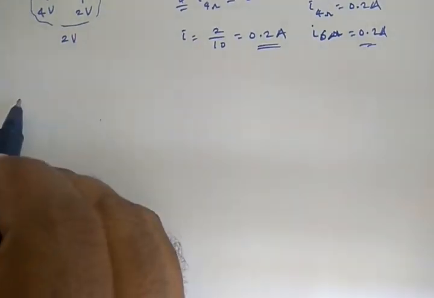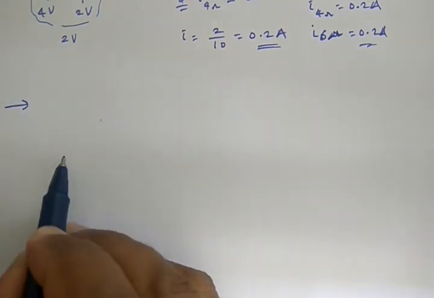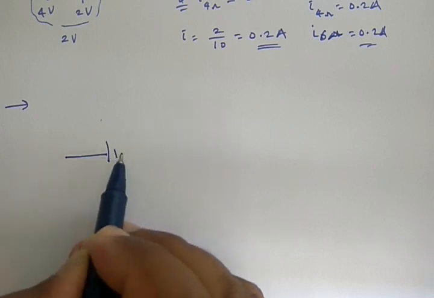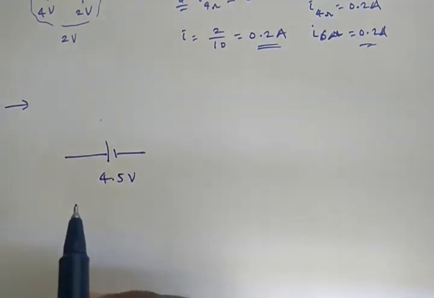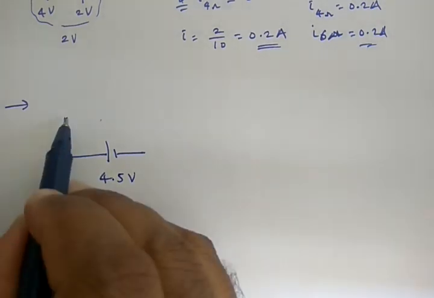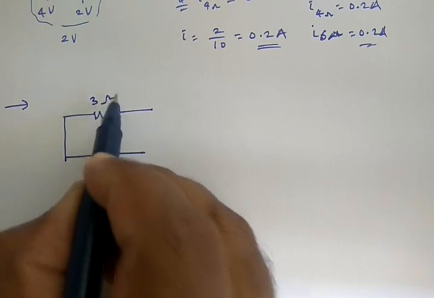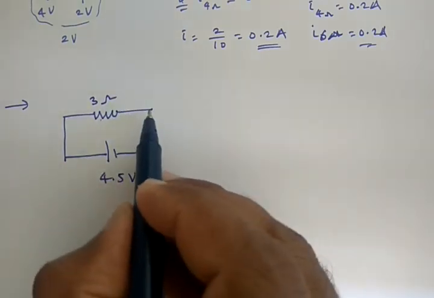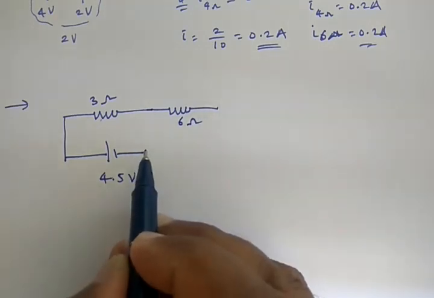Now look at this problem. Let us take a 4.5 volt battery here, and there is a 3 ohm resistor here, and there is a 6 ohm resistor here.